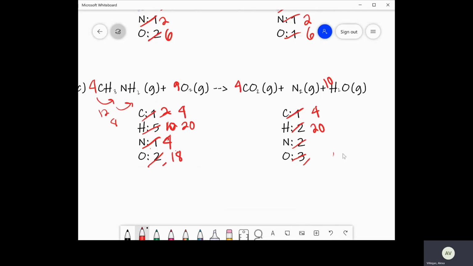Hold on. I'm sorry. The back of the book is wrong with this one. Hold on. This isn't working. It says 4, 9, 4, 10H2O, 2N2. Hold on, your oxygens aren't working. There's too many. Oh wait, no, 18, duh, wow. Okay, there we go. Sorry about that.